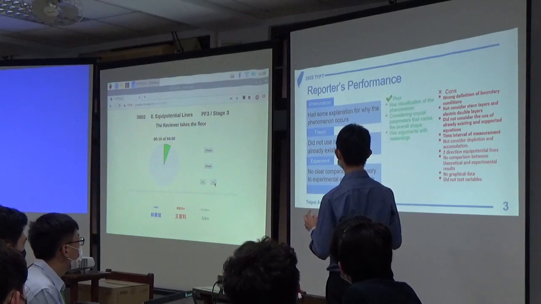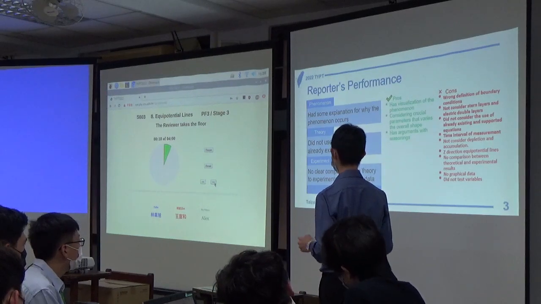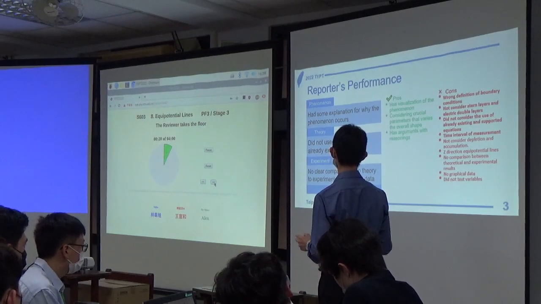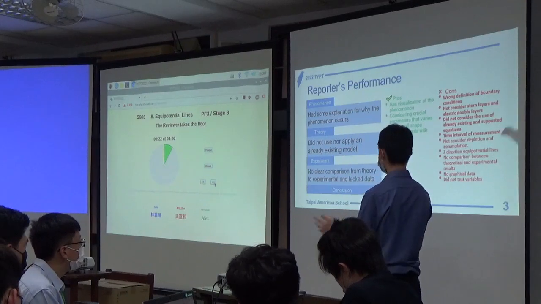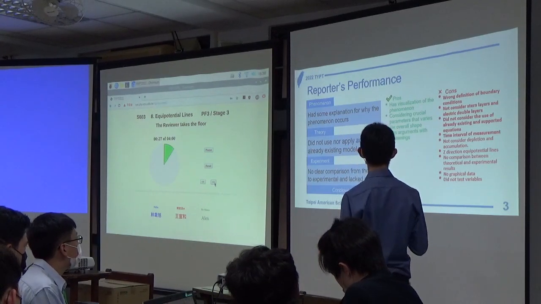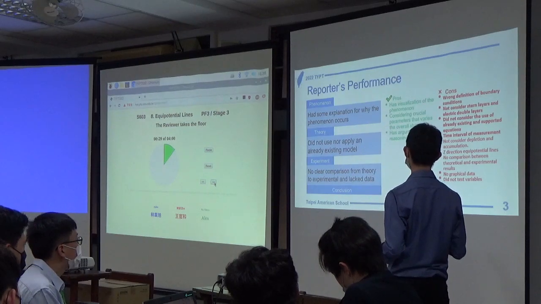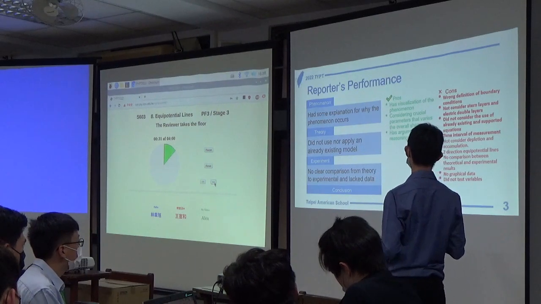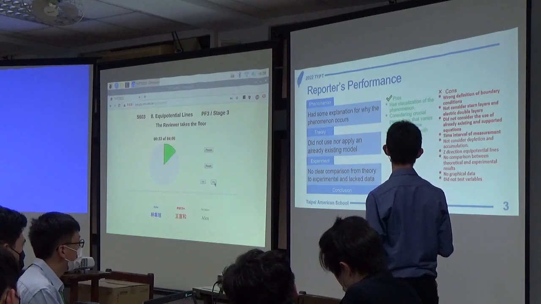He has an explanation for why the phenomenon occurs. The theory did not use nor apply an already existing model, which I'll talk about later. In the experiment, there was no clear comparison from theory to experimental data, and he lacked data overall. First, he has visualization of the phenomenon. He considered crucial variables that vary with the overall shape, and he had arguments with decent reasoning.